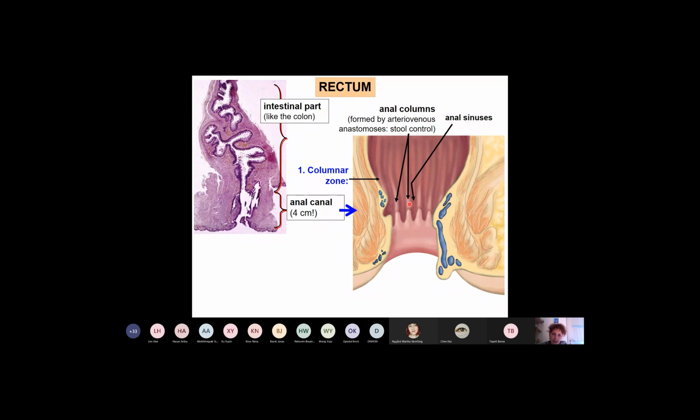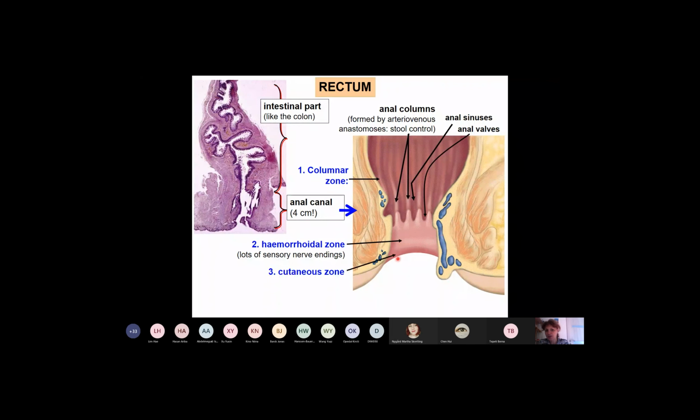In between the columns we have the so-called anal sinuses. These are deepenings, and at the lower part we can also speak about anal valves. Similarly to the valves of the heart, they form the border between the columnar zone and the next zone called the hemorrhoidal zone. In this zone, the epithelium will already be non-keratinized squamous epithelium, and it is called like this because the so-called hemorrhoids, starting from these arteriovenous anastomoses, will appear in this zone mainly.